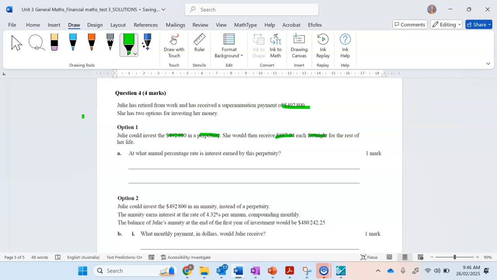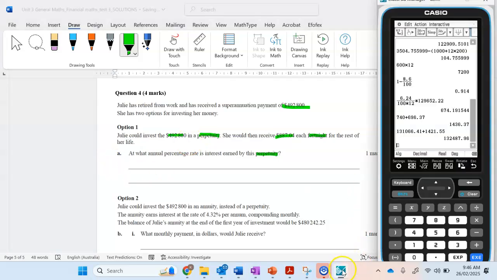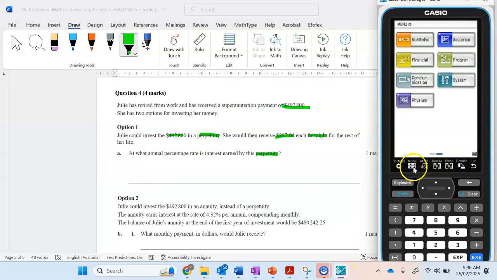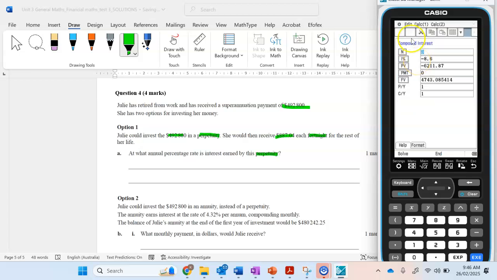What is the annual percentage rate of interest earned by this perpetuity? A bit of a tongue twister there. All right, so we can go to Financial Solver and we're going to clear. So she would receive, actually we don't need to do that, we could do that on Financial Solver.